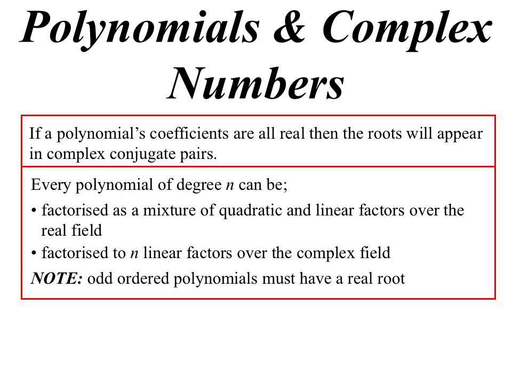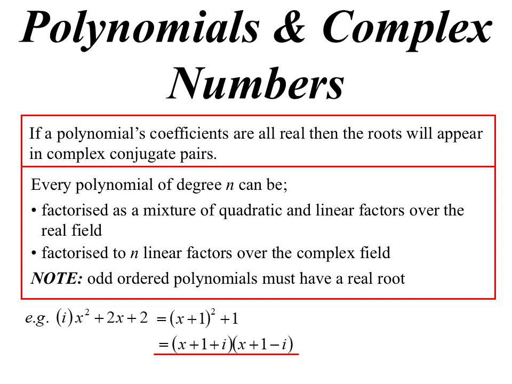Let's start with this quadratic. I'm going to do it by completing the square. It's nice and quick, this one. I get (x+1)² + 1, which becomes the difference of two squares, one being minus i², and we get (x+1+i)(x+1−i). It's factorised. It's over the complex field, not the real field, but it is now factorised.